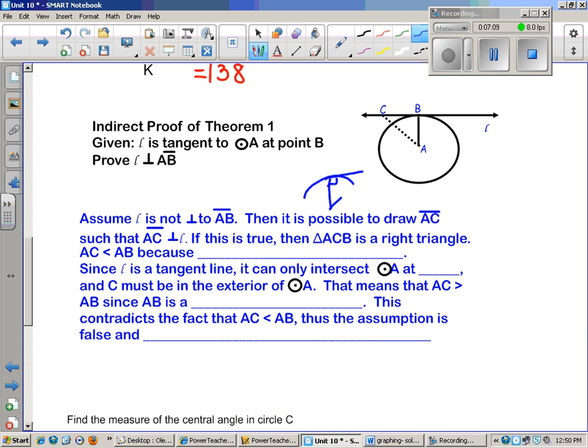So if CA is perpendicular, then can't I make a right triangle? If that's C and that would be B and that would be A, right? And in that case, CA would have to be less than AB, right?